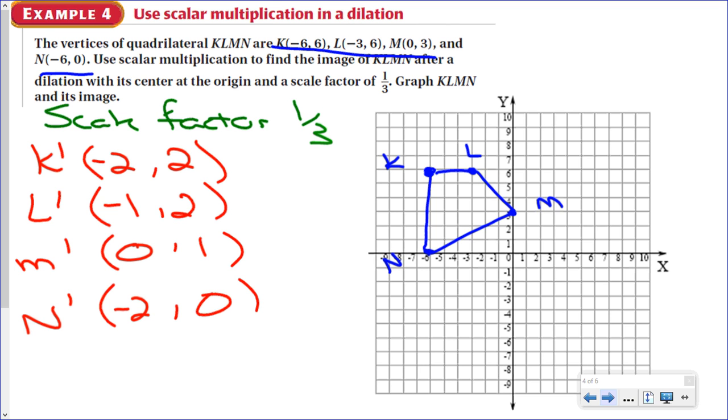So you take your scale factor and you multiply it by the original points, you graph it, and you're done. -2, 2 is K prime. Connect the originals, and you notice that it is 1/3 as big as the original, and that is the right answer.